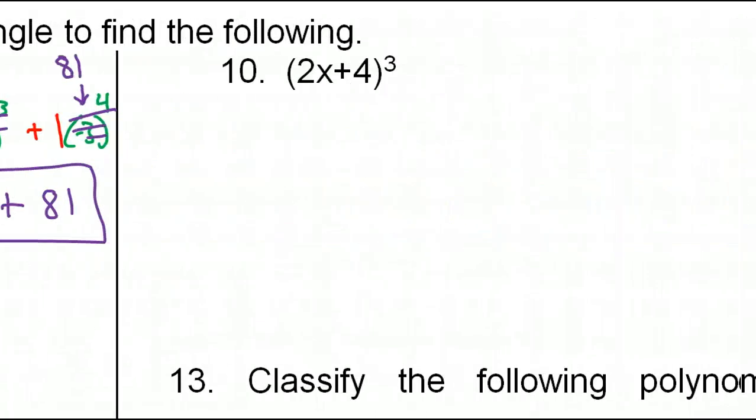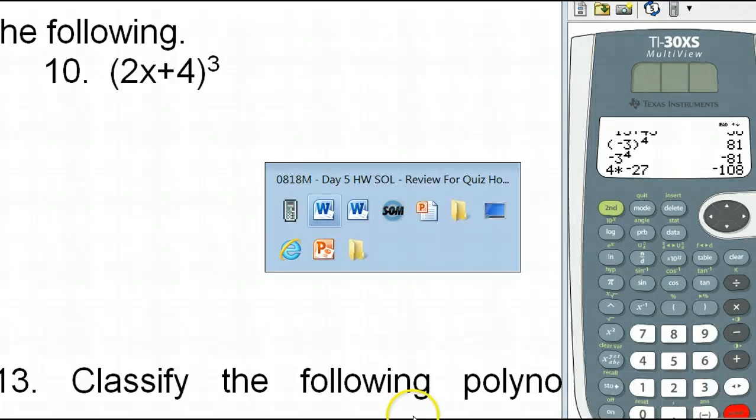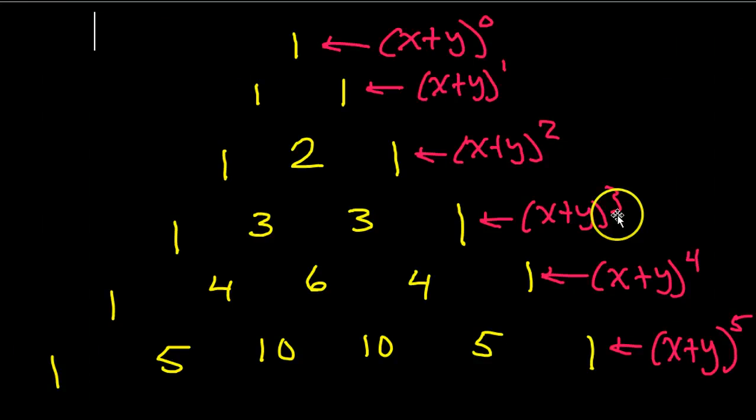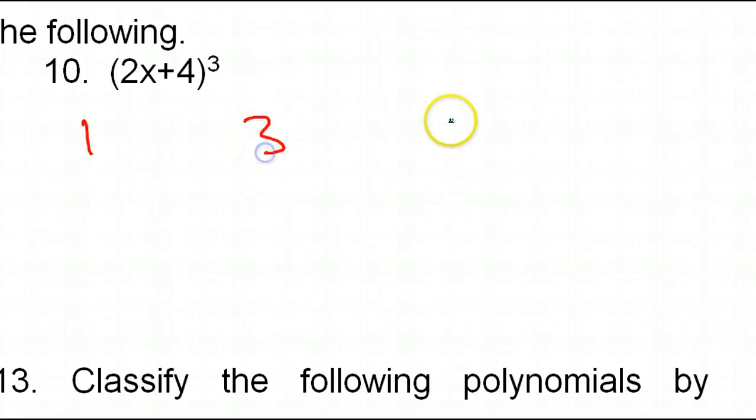There is no number 9. I don't know what happened to it. Alright, but number 10, using Pascal's triangle still. It's the 3rd power, so let's take a look. 3rd power. So that's 1, 3, 3, 1 are the coefficients. Okay, so start with that. So 1, 3, 3, 1. And they always start off positive.